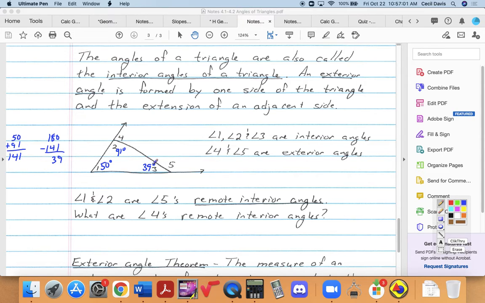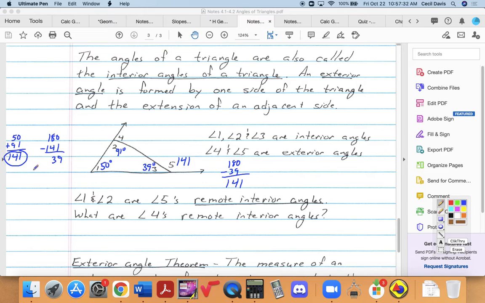Now, once I know angle 3, can I find angle 5? Yes. How do I find angle 5? Subtract the 39 from 180. And then you can find 4. Wait, wait, wait. Oh my gosh, that's crazy. Oh, that's cool. We had the answer back at the first step.